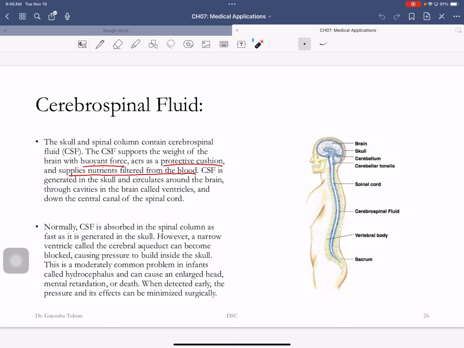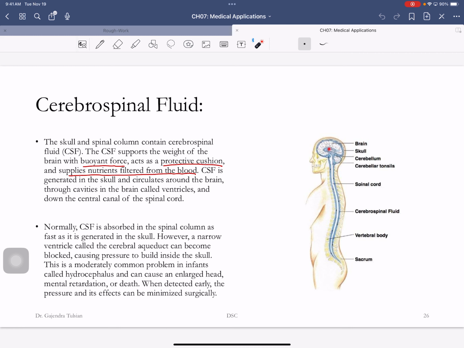And if you do not absorb as much as is produced, then you'll cause problems. Okay. The cerebrospinal fluid is absorbed in the spinal column. So it's produced in the skull and it's absorbed in the spinal column. So, however, a narrow ventricle, so it's produced there, it has to get to the spinal column to be absorbed.